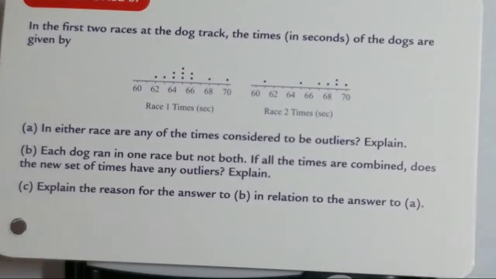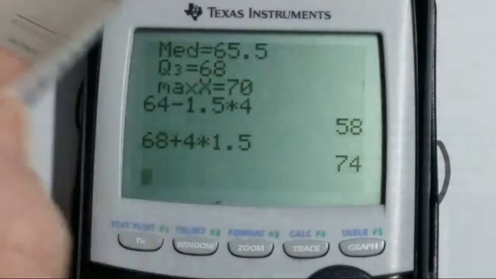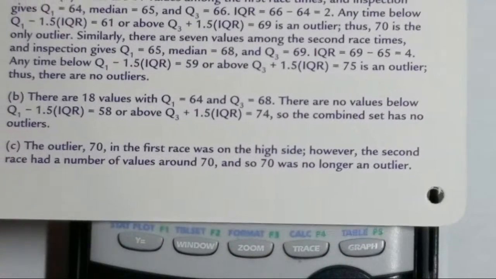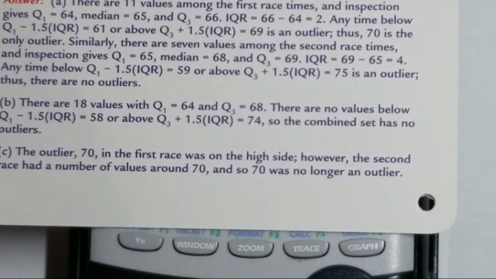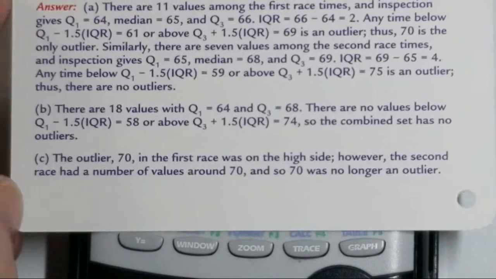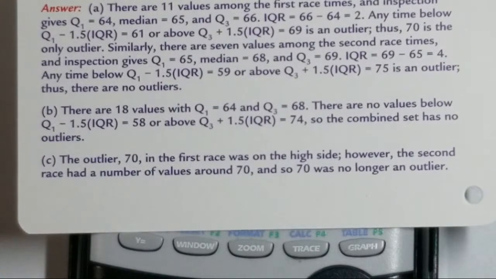Explain the reason for the answer to B in relation to the answer to A. Excellent. It mainly has to do with that interquartile range, I believe. Oh, no, they're just trying to compare the two graphs. I was going to say something to the effect of the interquartile range on part A being much smaller than that of the interquartile range on part B.